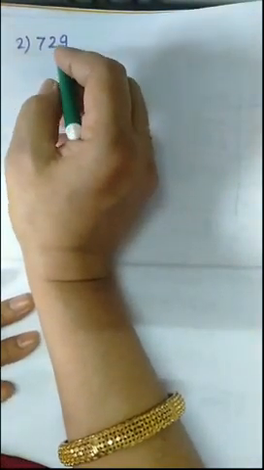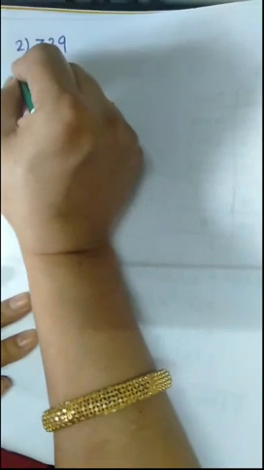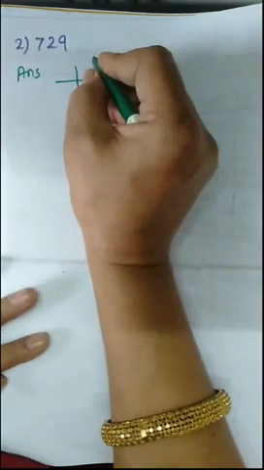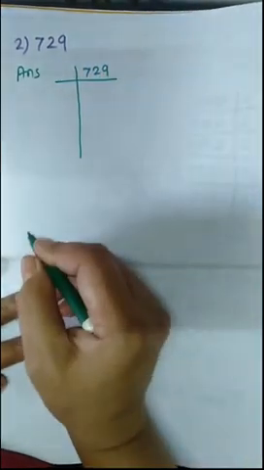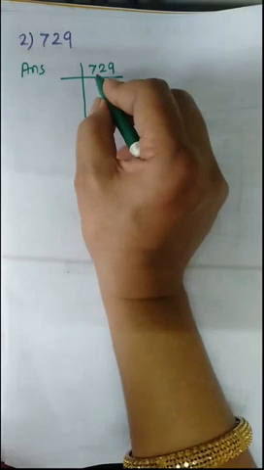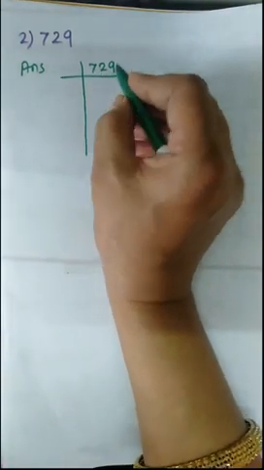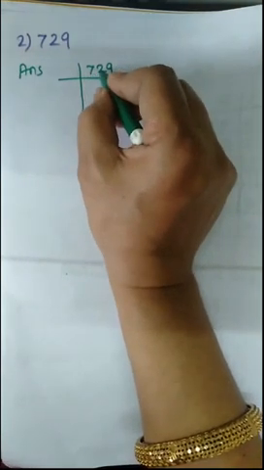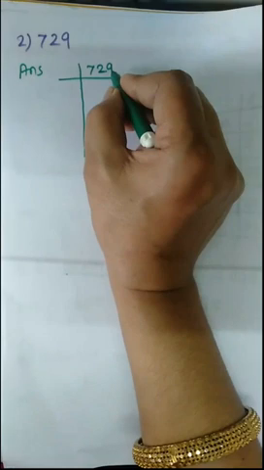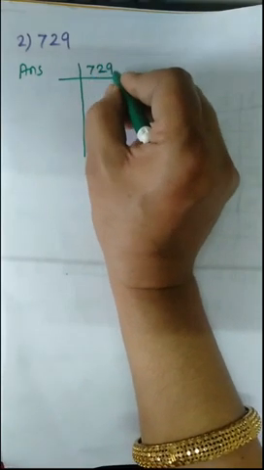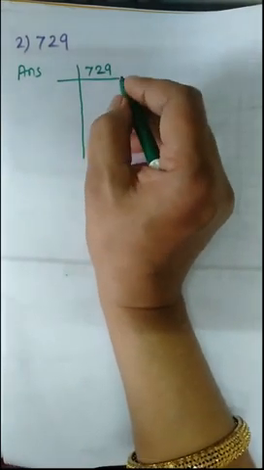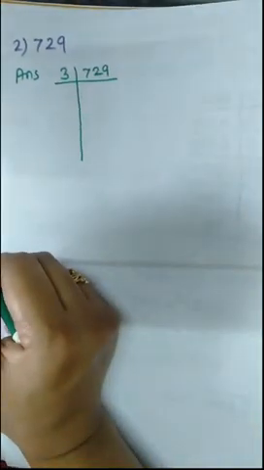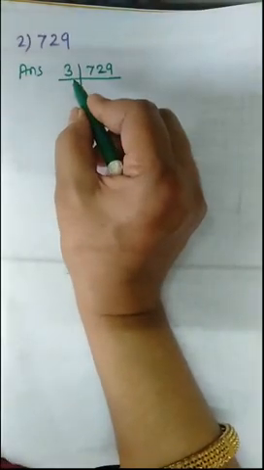Next is 729. So write down 729 and calculate the factors. So 729 is not an even number. Now check whether it is divisible by 3. Yes, because 7 plus 2 is 9, plus 9 is 18, and 18 is divisible by 3. Therefore 729 is divisible by 3. So start from 3. Otherwise you can start from 9 also because it is divisible by 9.